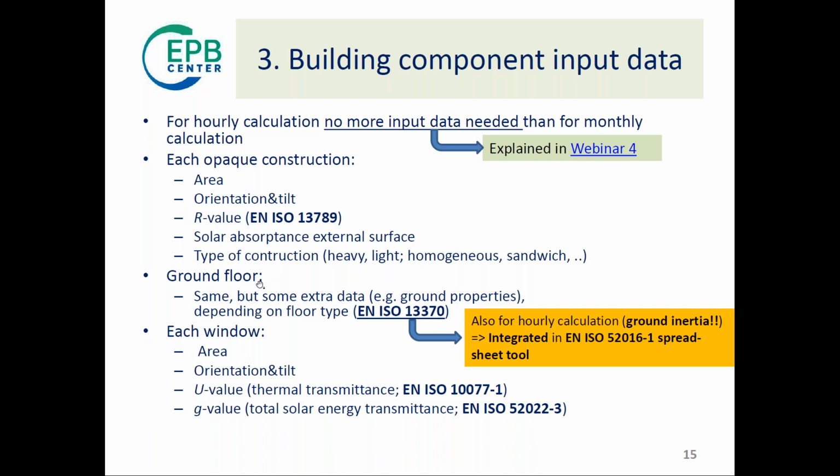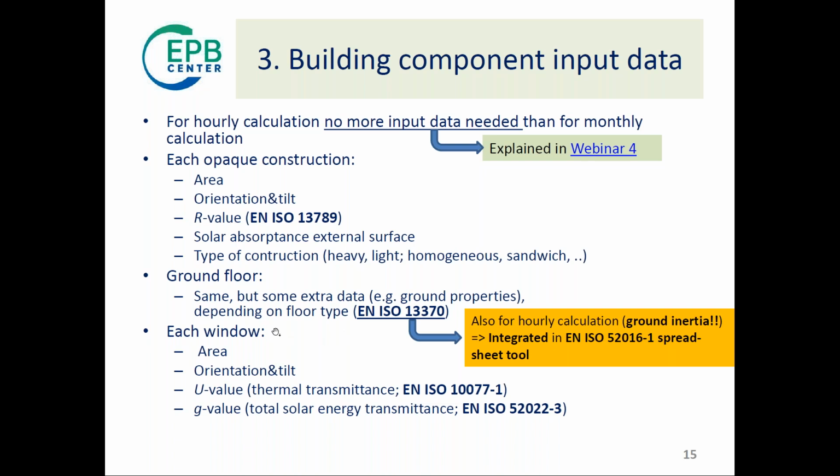Then for the ground floor, typically similar data are needed, but you need some extra data, for instance, the ground properties, and you have different floor types, it might require some additional data. This is covered also in an EPB standard, the 13370. This one has been made suitable for hourly calculations, and that's quite important because the ground inertia plays a very important role in this. And because this is also an hourly calculation and it's closely linked to the calculation of the thermal balance and the energy needs for the whole building, this calculation for the ground floor is fully integrated in the spreadsheet of EN-ISO 52016. So you don't need to do a separate calculation, which will be difficult anyway because you have hourly links.